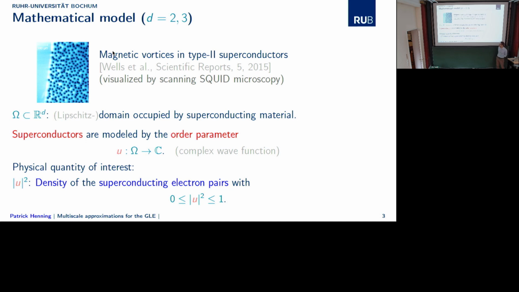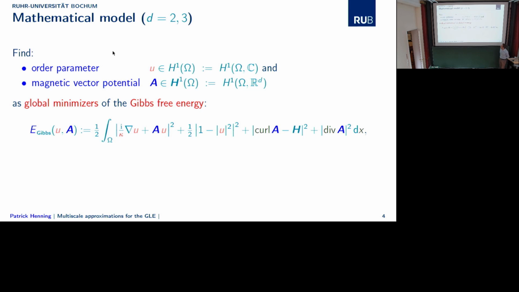Now let's say you have a certain configuration. So you have an external field that is acting on some superconductor. You know what kind of material you're using. How do we find that order parameter? Well, you will have to minimize an energy, the inner energy of the system, which is in this case the so-called Gibbs free energy.